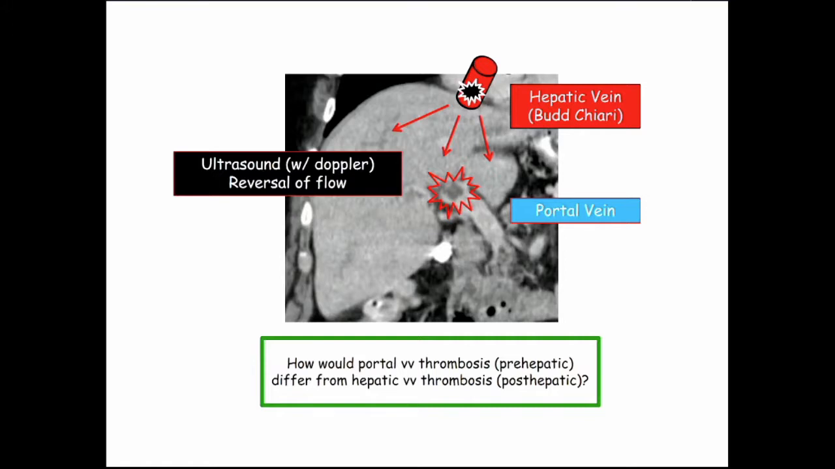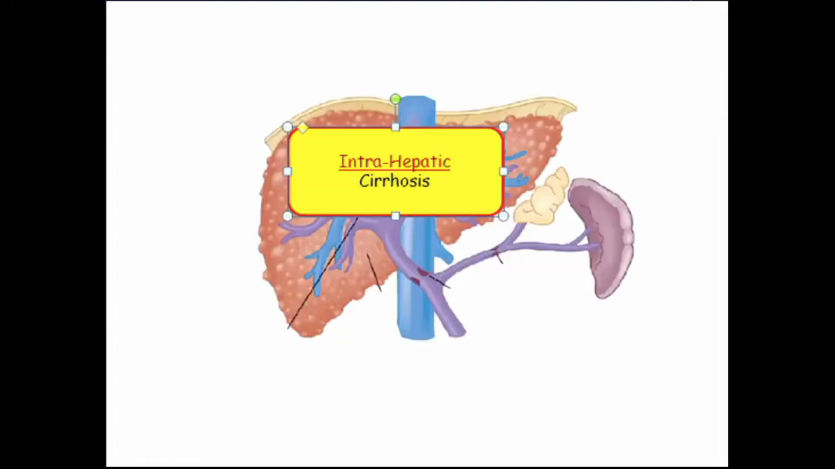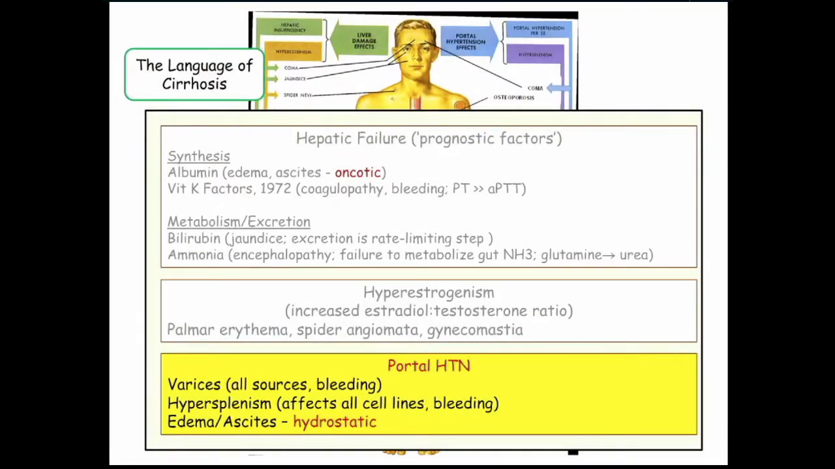Ultrasound looks at structures, Doppler measures the blood flow, reversal of flow, and that's how you would distinguish the two. Intrahepatic cirrhosis, and I'm not going to beat the portal hypertension to death, but do bear in mind, portal hypertension causes hydrostatic edema, ascites, but with low albumin, you also have a component of oncotic edema.